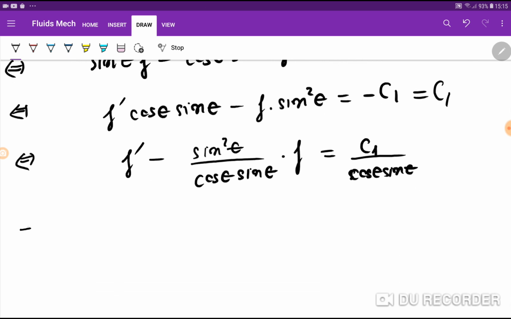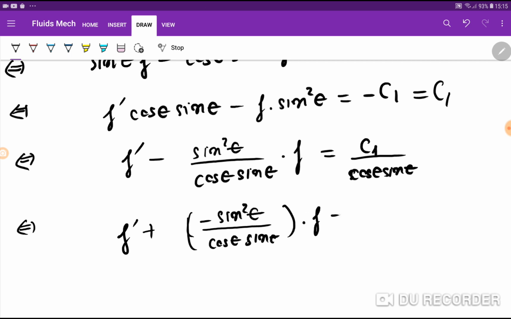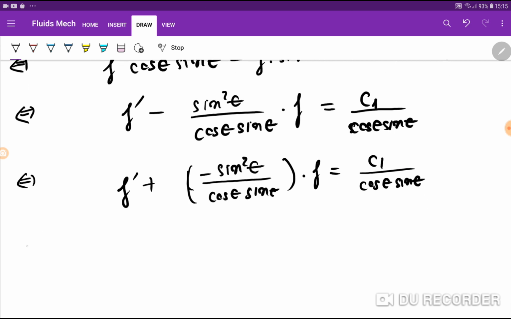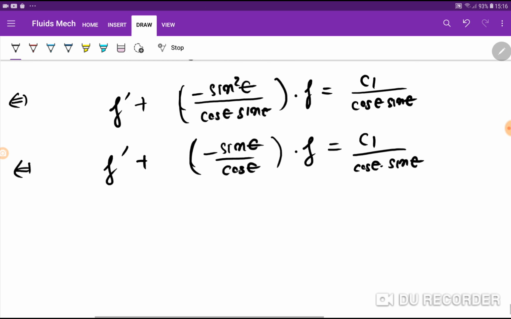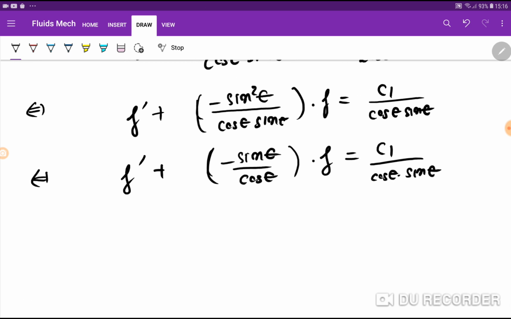So you have f prime plus negative sine theta over cos theta times f equal C1 over cos theta times sine theta. Now, how are you going to solve this? This is a first order differential equation. You can go ahead and look up the formula for this.